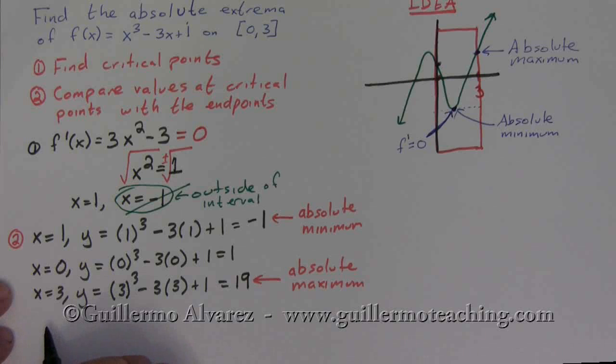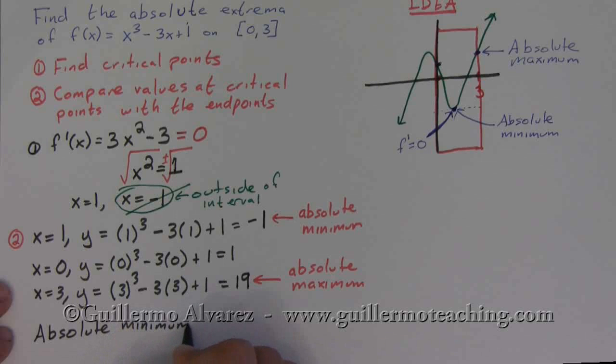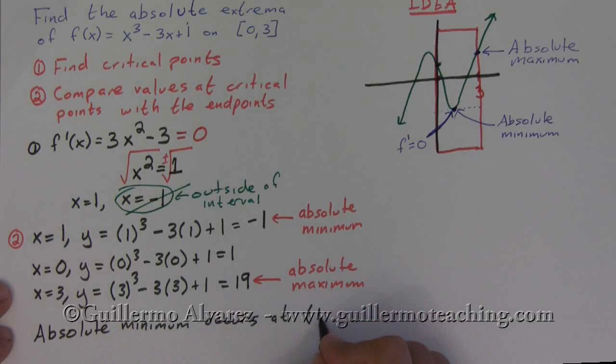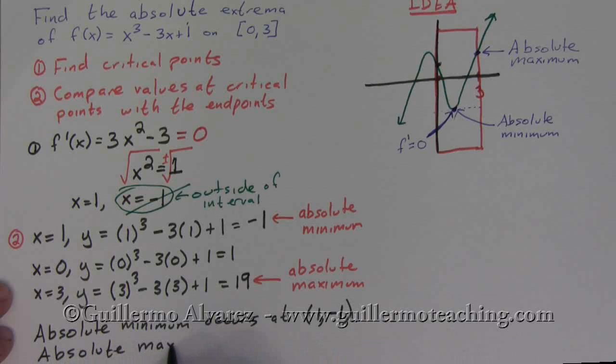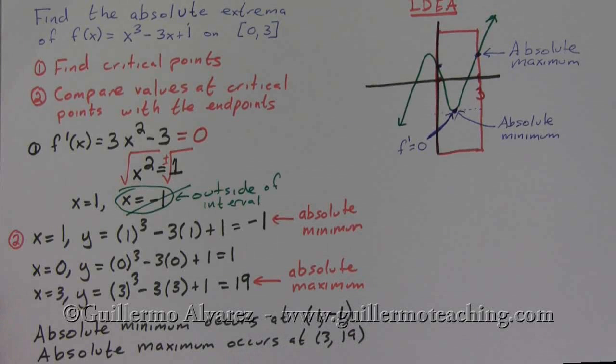And so we say that the absolute minimum occurs at the point (1, negative 1), and the absolute maximum occurs at (3, 19). And that's it.